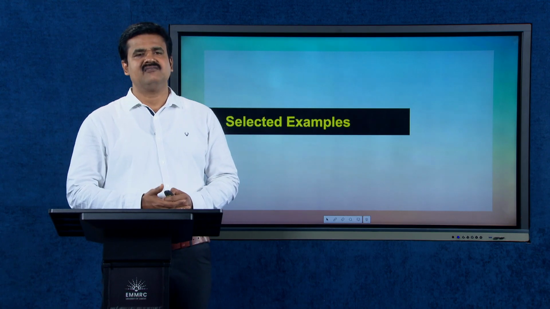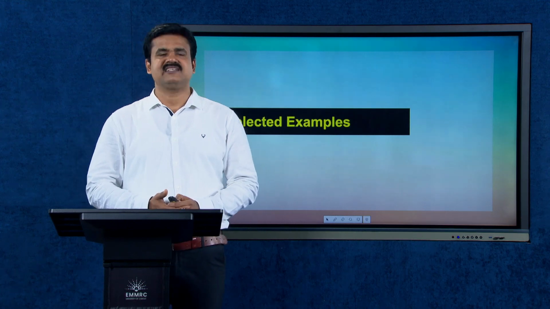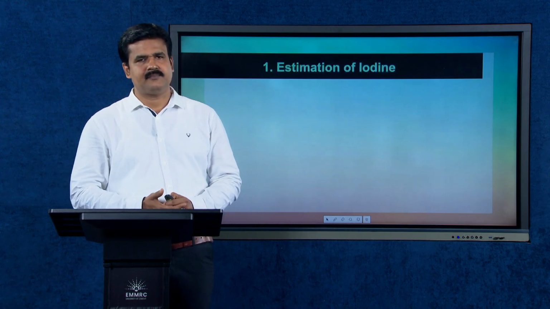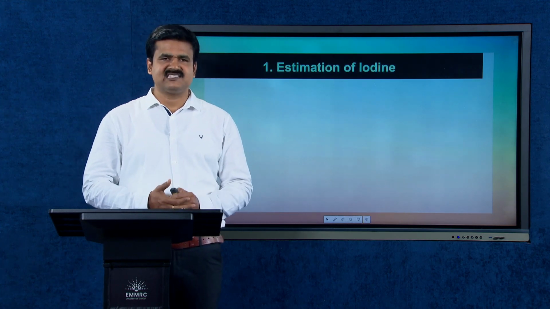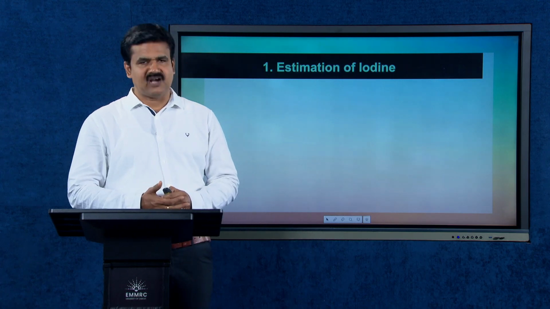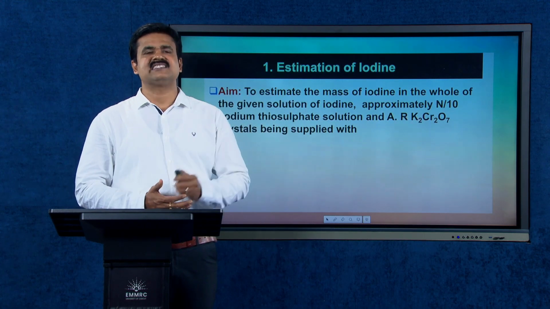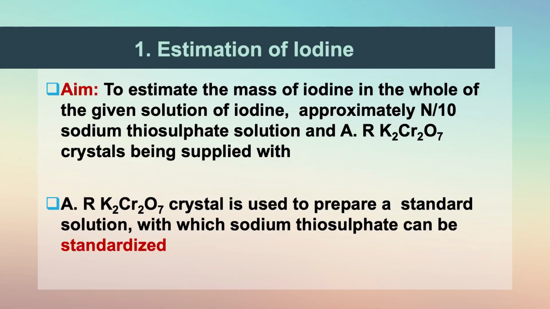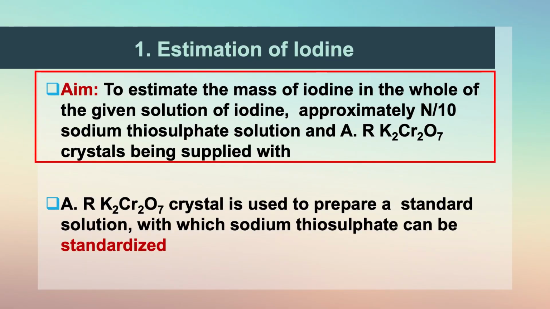Now we can have selected examples for titrations involving iodine. First of all, we are discussing estimation of iodine. This is the aim of the experiment: to estimate the mass of iodine in the whole of the given solution of iodine. Approximately N/10, that is 0.1 normal, sodium thiosulfate solution and an N/10 potassium dichromate crystals are being supplied.